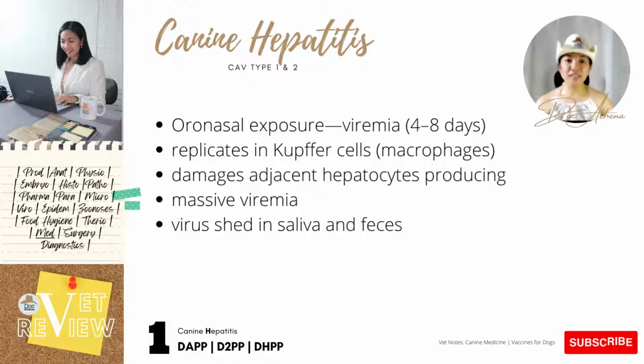However, if the macrophages aren't able to kill these viruses, then of course the virus could survive. And if it defeats the army of macrophages, then it could also invade other adjacent hepatocytes or liver cells. This invasion and damaging of nearby hepatocytes would eventually lead to viremia. And when there's viremia, of course, the virus would travel to different parts of the body through the bloodstream. Then shedding might occur through the saliva or feces.